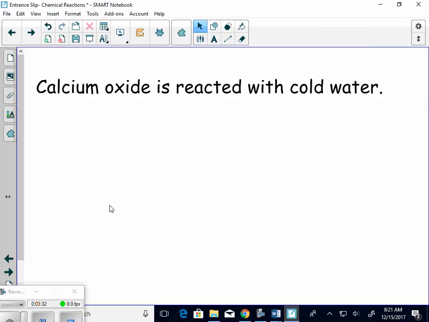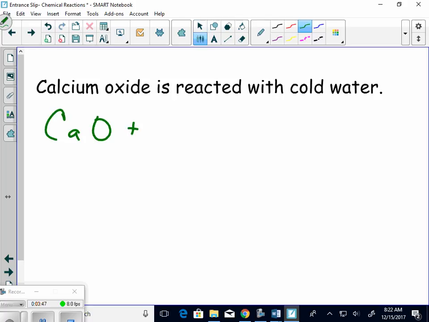Okay, the second one, calcium oxide is reacted with cold water. Now, does it matter whether we have cold water or steam? Yes, it does, because if you look on your activity series, cold water and steam make a difference. Not for this particular one, though.